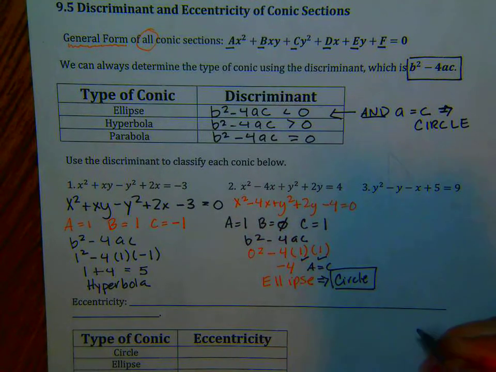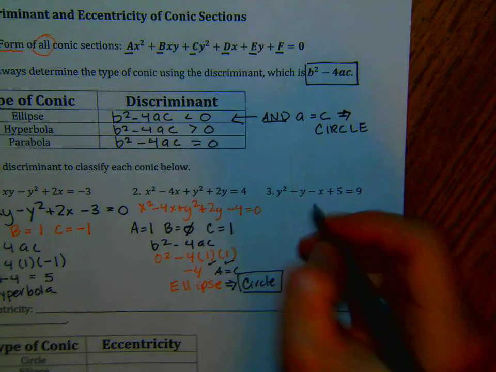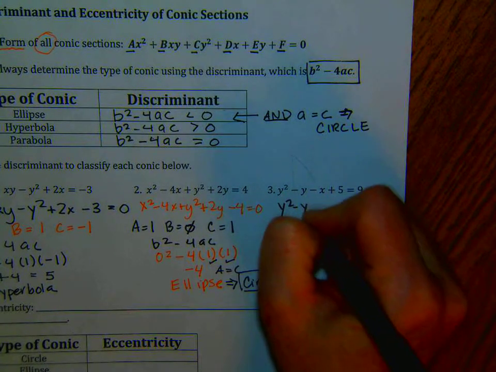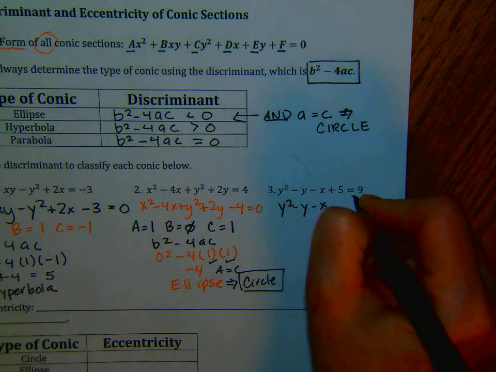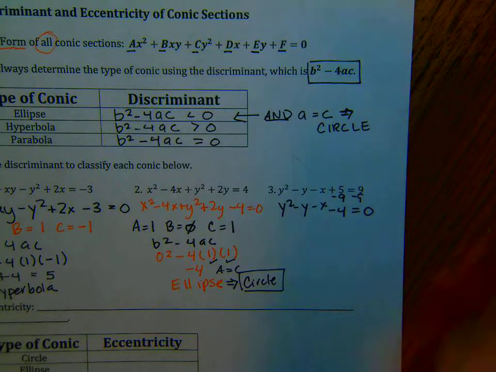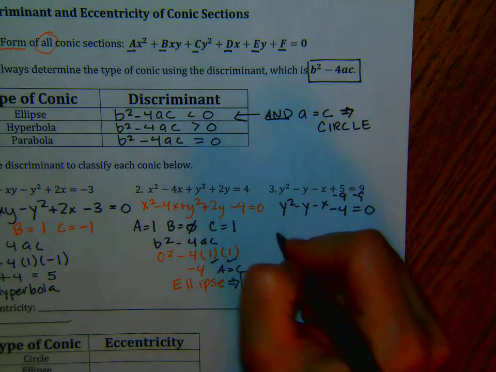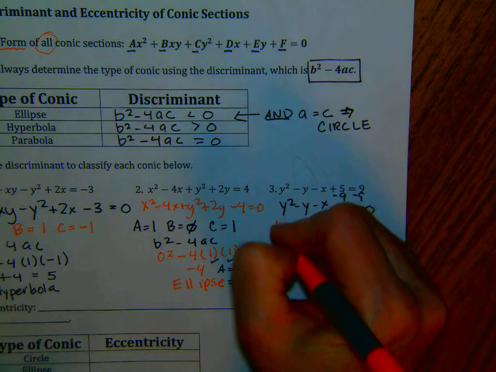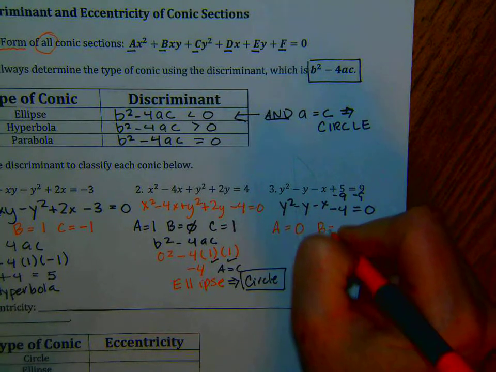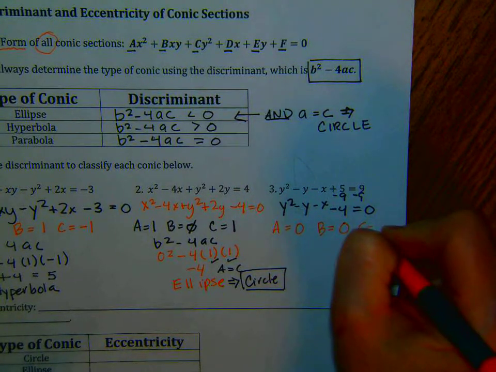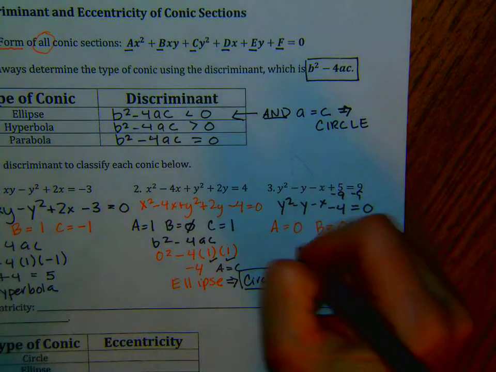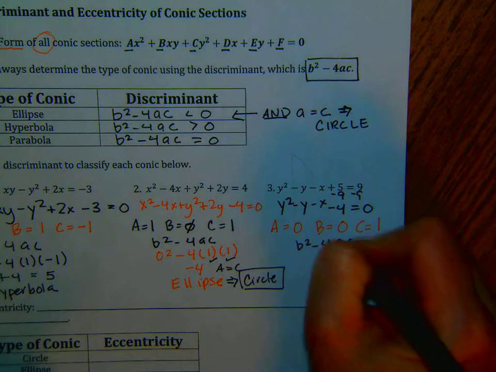Okay, so let's do another one. We have, now there is no x squared term, y squared minus y minus x. Let's subtract the 9 from both sides. Minus 4 equals 0. Okay, so let's look back up to our general form. We have a equals 0. There is no x squared term. B equals 0. And c equals positive 1.